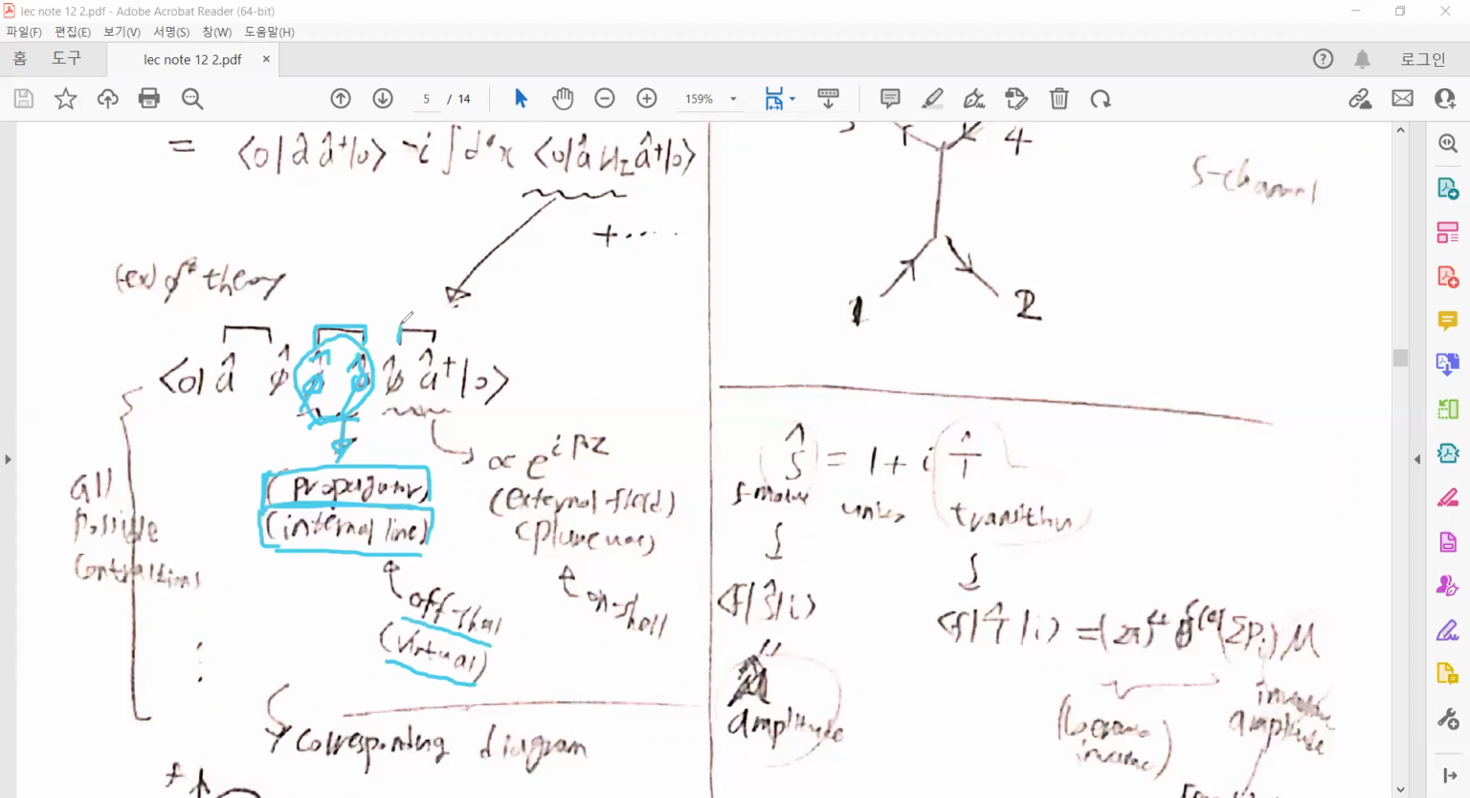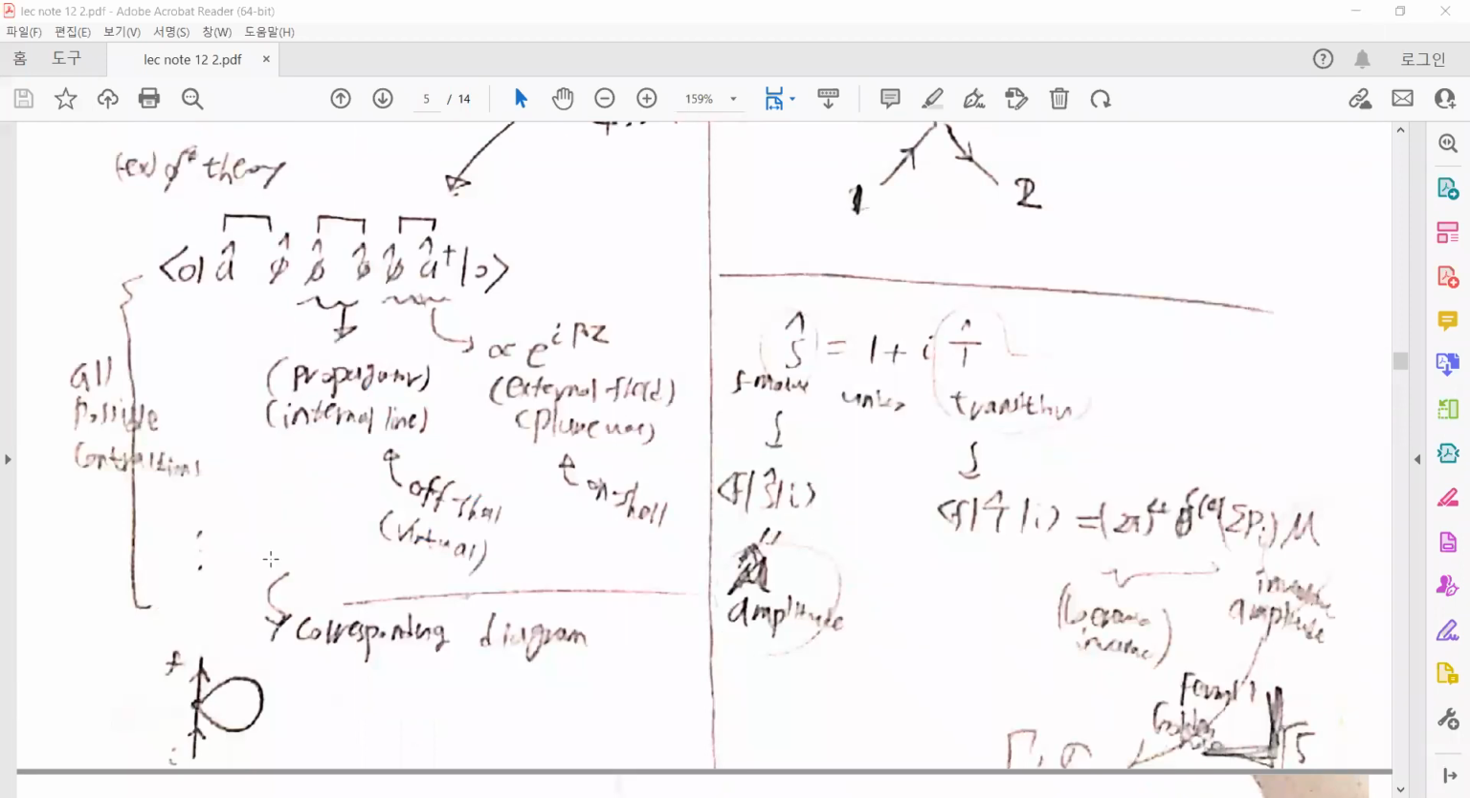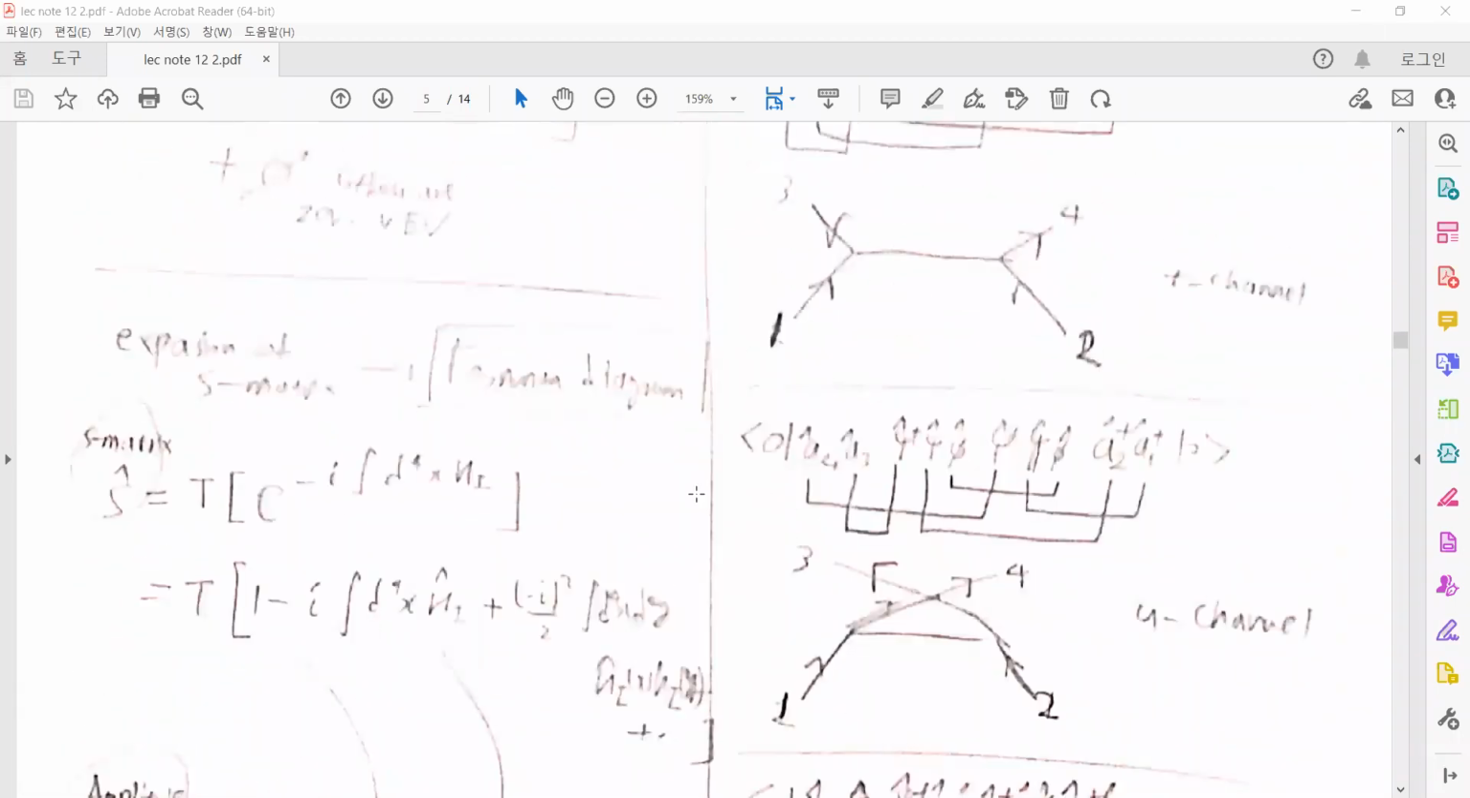But if there are some contractions between the field operators and the creation or annihilation operators, then it will be the external field with the plane waves. And it is called on-shell, which is the realistic particle. The addition of all possible contractions contributes to the amplitude, and we can draw the corresponding diagrams.